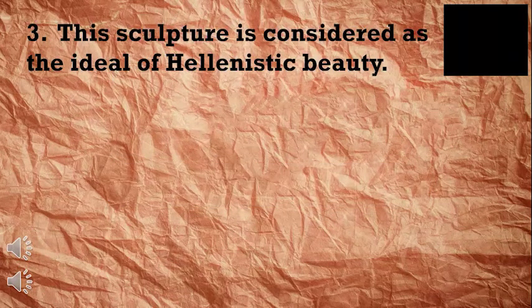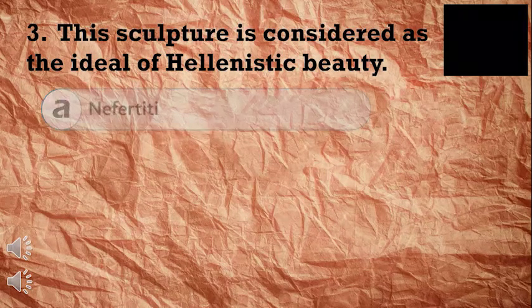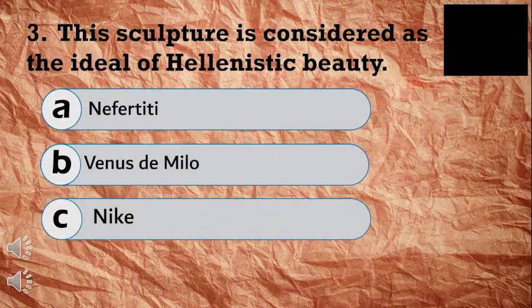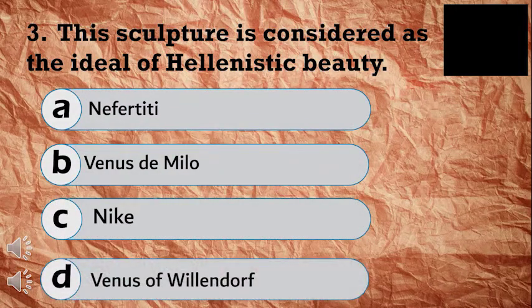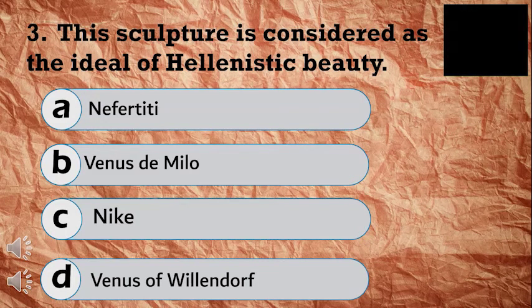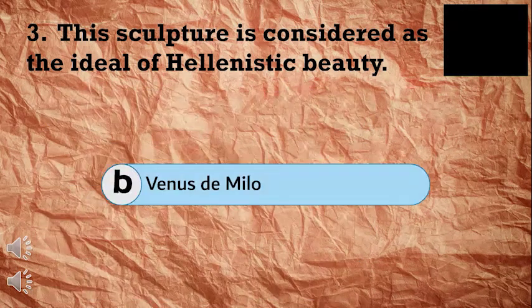3. This sculpture is considered as the ideal of Hellenistic beauty. A. Nefertiti. B. Venus de Milo. C. Nike. D. Venus of Willendorf. The correct answer for this item is letter B. Venus de Milo.